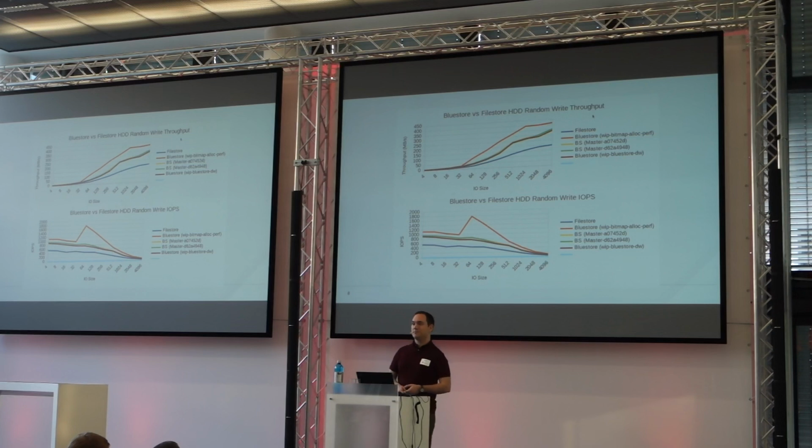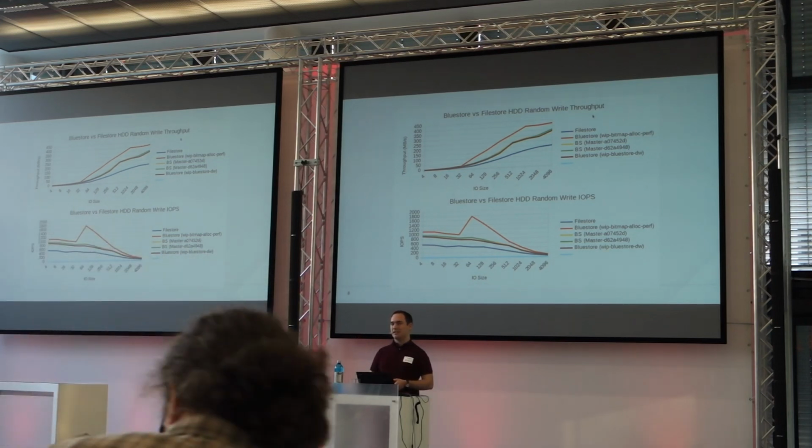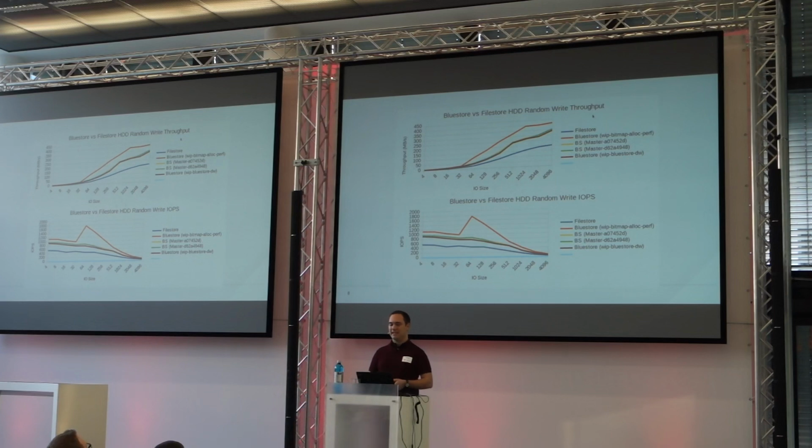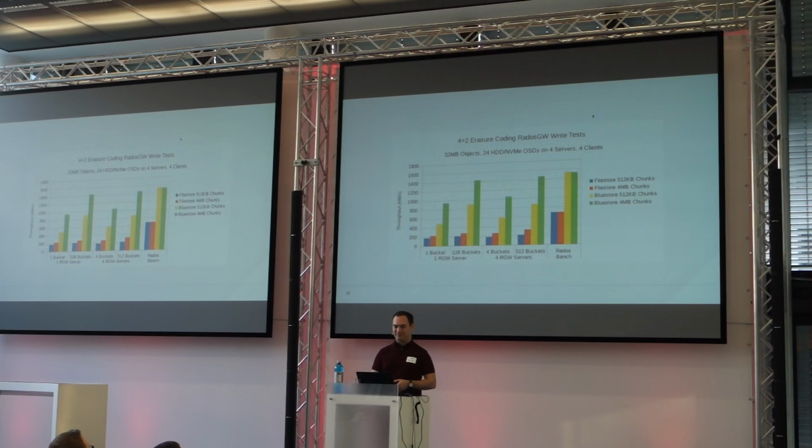So here are some charts. These are from during the development of BlueStore, so they actually have several different BlueStore variants. But the key thing from this chart is that the FileStore line, the blue line, is well below the other BlueStore lines in terms of throughput. This is random write throughput. Here's random read-write throughput. Again, the blue FileStore line is below the BlueStore lines.